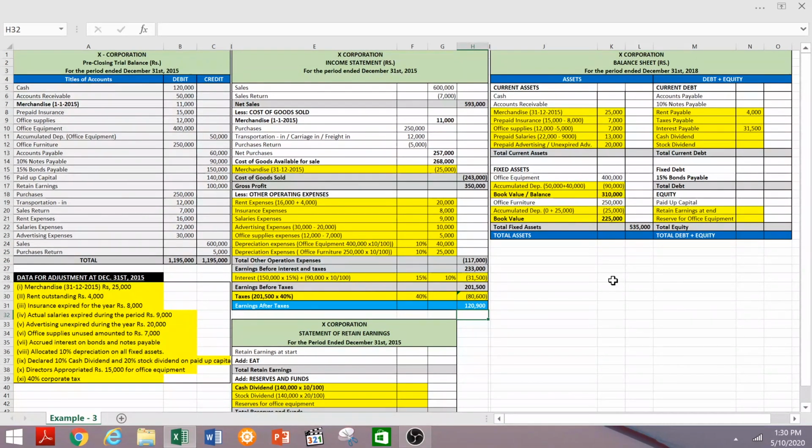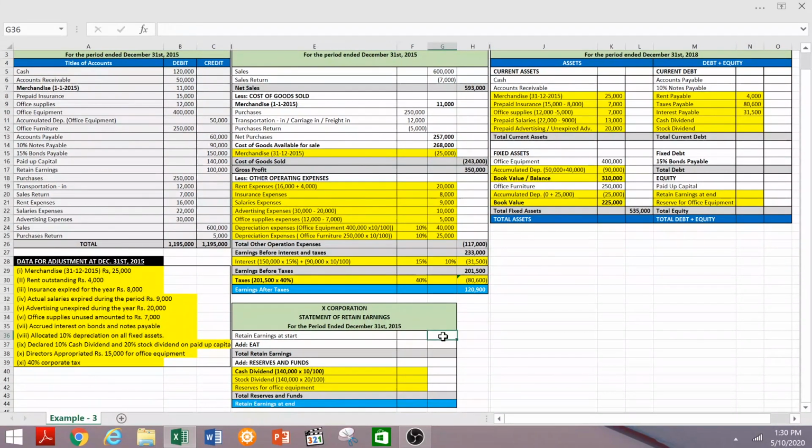Now the next statement is the statement of retained earning. So let's see how we have to calculate the statement of retained earning. We need to write the initial balance if given in the trial balance. Yes, it is equal to 100,000. You just have to copy it. Then next, you have to add the earning after taxes to your opening balance of retained earning. In this way, we can calculate the total amount of retained earning.